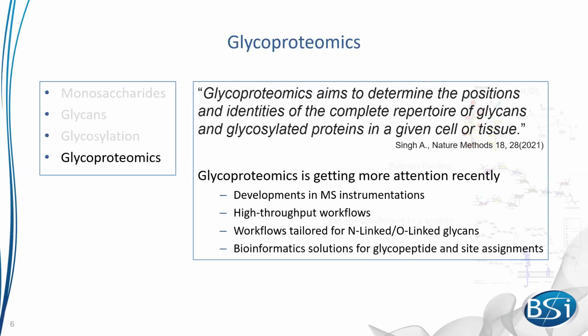Recently, glycoproteomics is getting more and more attention. Some recent developments in instruments help us develop high-throughput workflows, mostly tailored towards the identification of glycans. At the same time, the bioinformatics side also came up with some innovative ideas about how to identify glycopeptides and their binding sites. As a result, we have seen enormous development in this area. GlycanFinder is our solution for glycoproteomics.